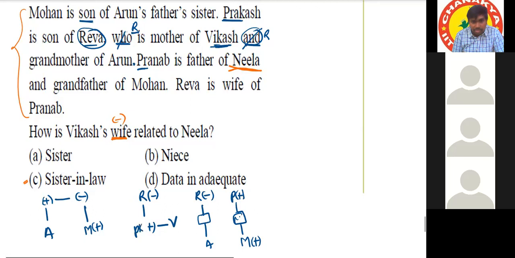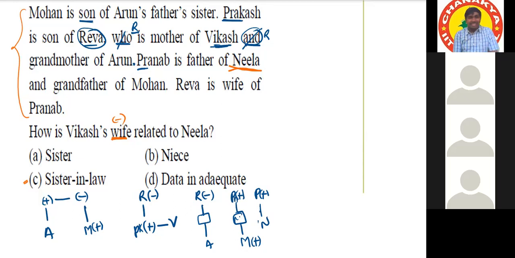Here, this is PK. Prakash is the son of R, Reva. The next statement is Pranab is the father of Neela and grandfather of Mohan. This is Pranab, PN, and the same PN is the father of Neela also. That's all. Now we have to mix up all these things.